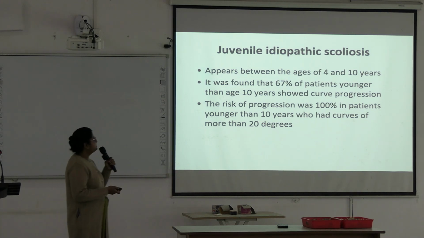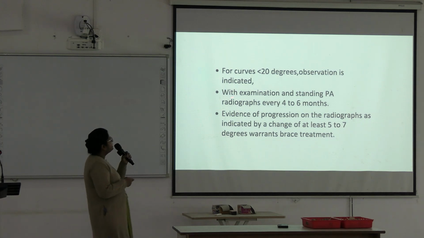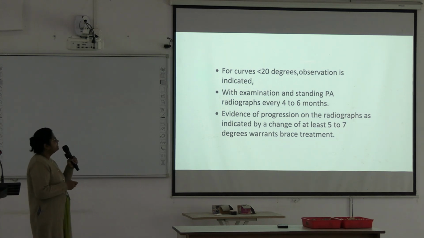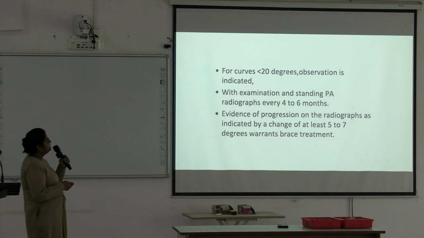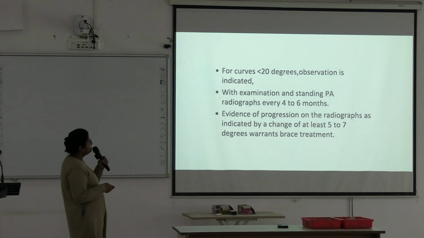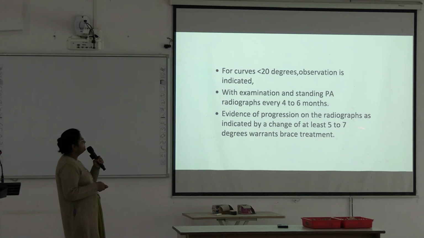Next, for curves less than 20 degrees, observation is indicated, with examination and standing PA radiograph. Every 4 to 6 months you have to take the X-ray, and evidence of progression on the radiographs is indicated by a chance of 5 to 7%.